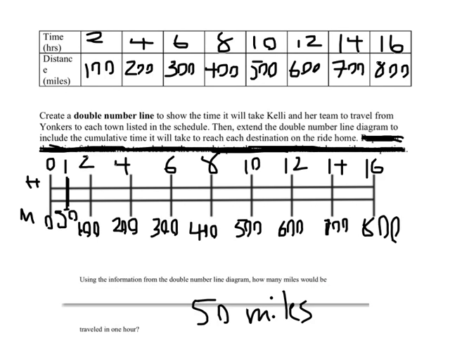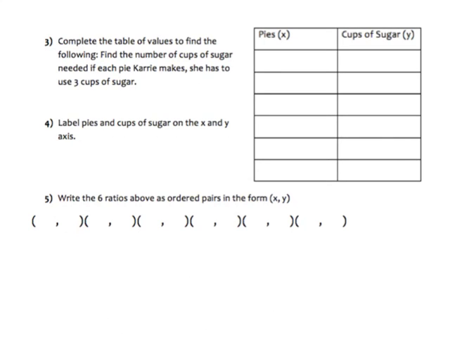Now on to the next sheet, let's start you off with practice. Complete the table of values to find the following. Find the number of cups of sugar needed. If each pie Carrie makes, she has to use 3 cups of sugar. When it says each pie Carrie makes, how many pies are we talking about? That's right. We're just talking about one pie, singular pie. So the first one we're going to put in, actually, you tell me, what is the first ratio we should put in this ratio table? That's right. We should put in 1 pie, 3 cups of sugar.